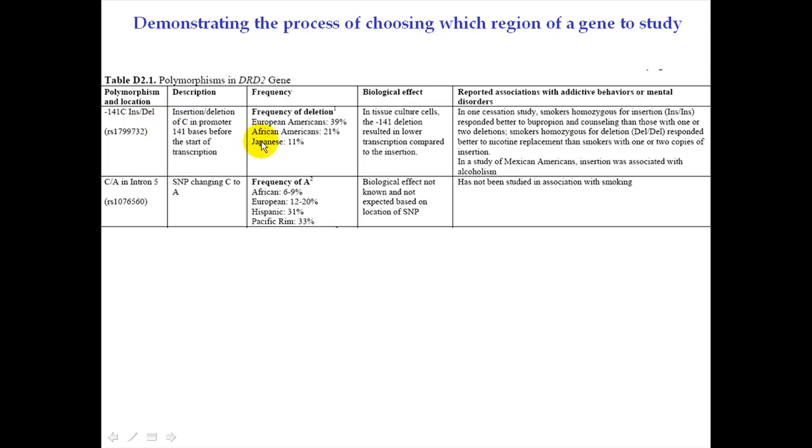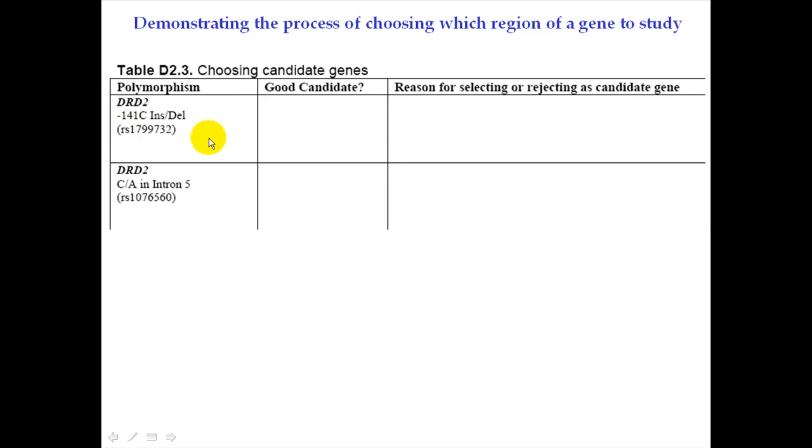And so if you are given this information, then you might be able to figure out or judge, is this a good region to study? In other words, does this region have a lot of potential in terms of something that might cause a difference in smoking behavior? And so you'll be asked to write that out in your assignment in this particular table. So what this is saying is this. Consider this region of the DRD2 gene, the one we just looked at. It's asking you, based on what you know, might this be a good candidate as far as a gene region that causes differences in smoking behavior?